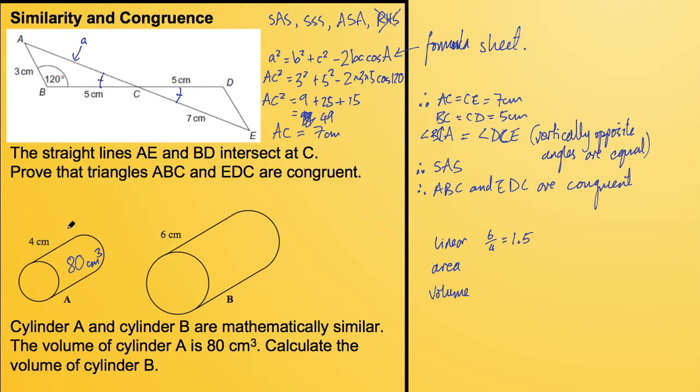So I take A, multiply it by 1.5, and I will get any length on B. If I was going to use an area, I would take any area on A and times it by 1.5 squared to get my scale factor. And for a volume, I need to times that by 1.5 cubed. So the volume of B is the volume of A, 80 times 1.5 cubed. And that is 270 centimeters cubed.